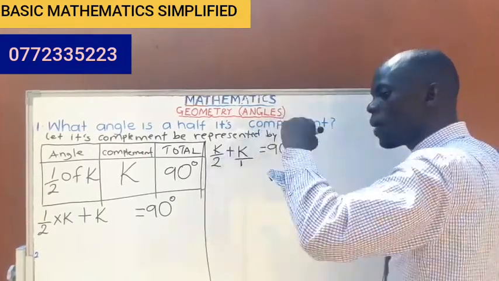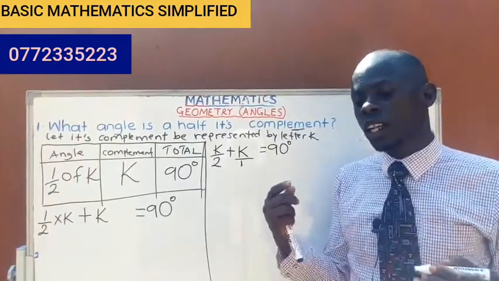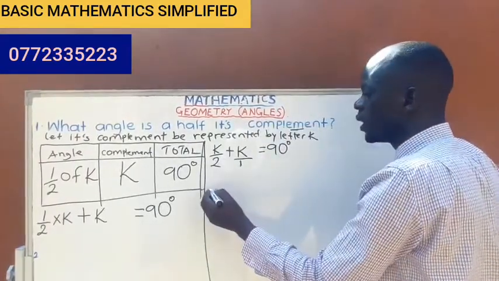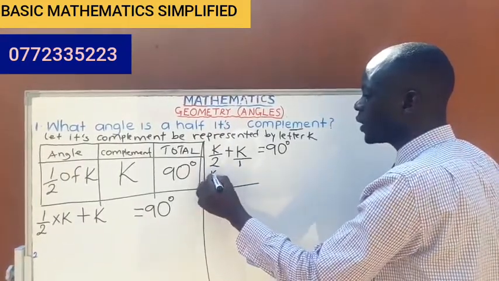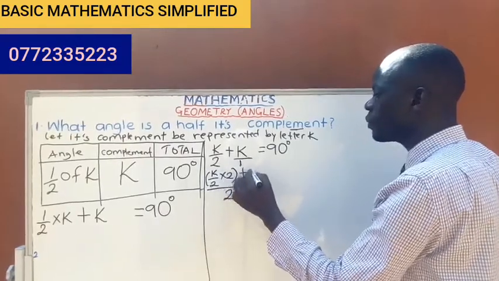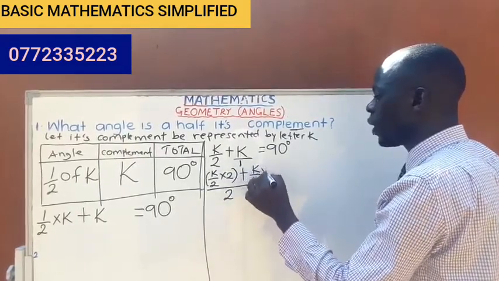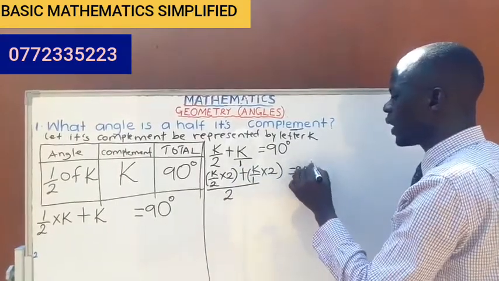So remember, under fractions, when you're adding numbers or fractions of different denominators, we get their LCM or LCD. This time the LCM of these two numbers, 2 and 1, is 2. So you get each of those fractions and multiply by the LCM: K out of 2 plus 1, multiplied by the LCM, equals 90 degrees.